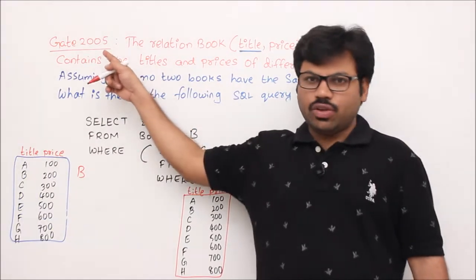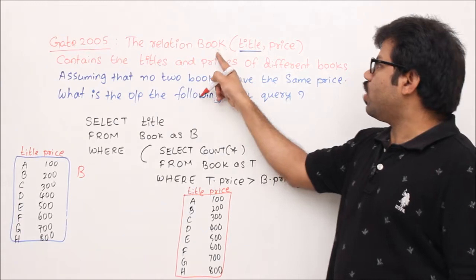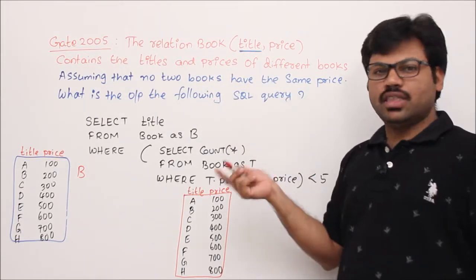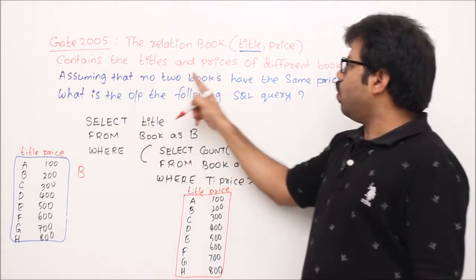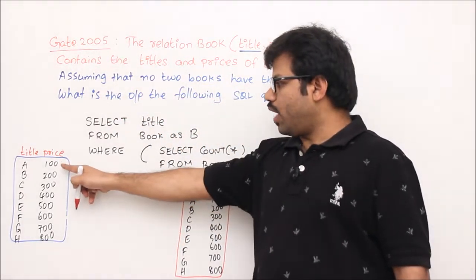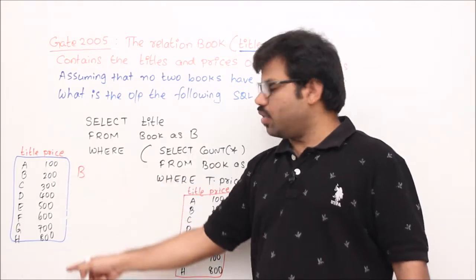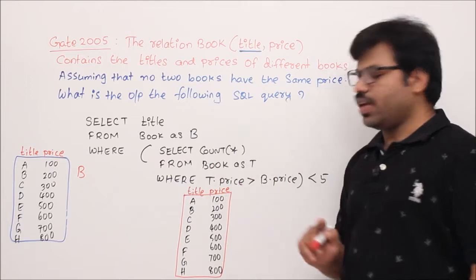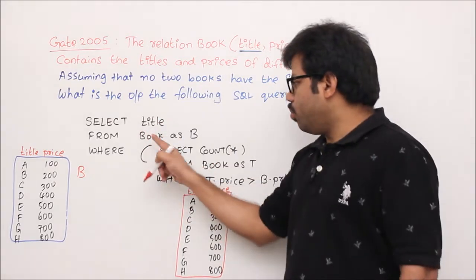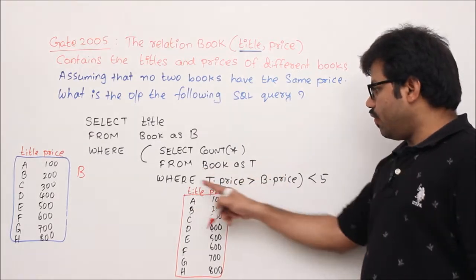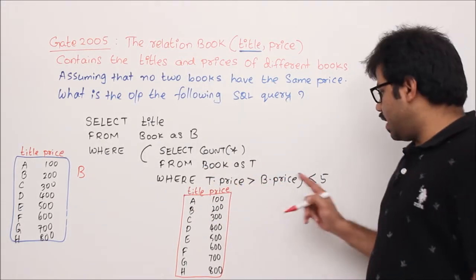We'll see this question, GATE 2005 question. The relation book has title and price. Title is primary key. That means every book has a different title. Assuming that no 2 books have the same price. So it is given that every book has a different price like this, 100, 200, 300, in that way. So in this scenario, what is the output of the following query? Select title from book as B, where select count star from book as T, where T dot price greater than B dot price is less than 5.